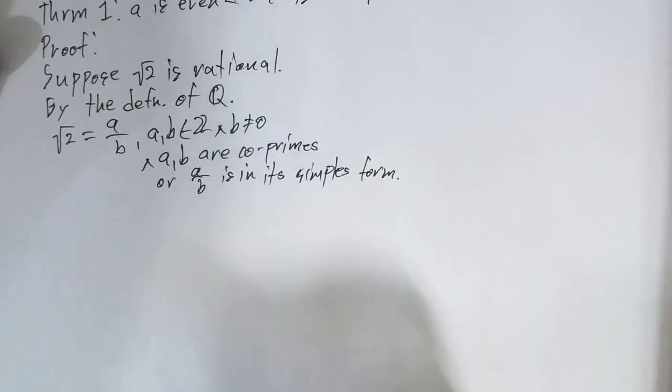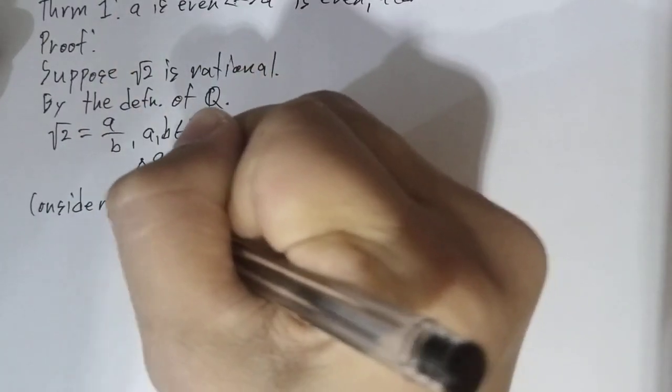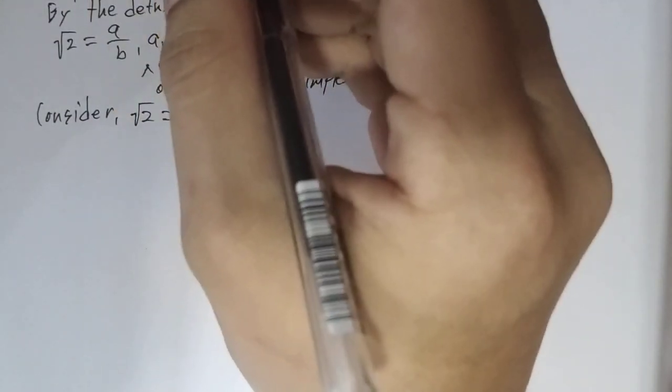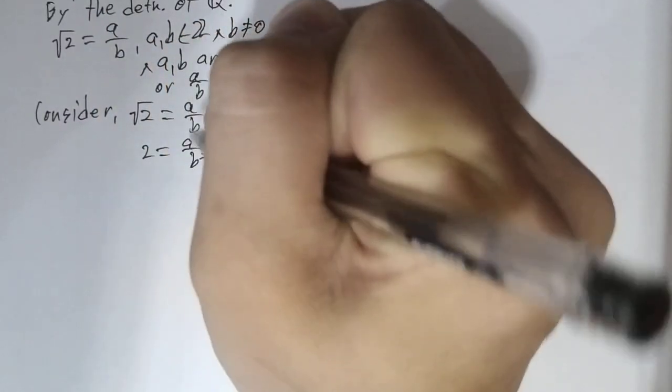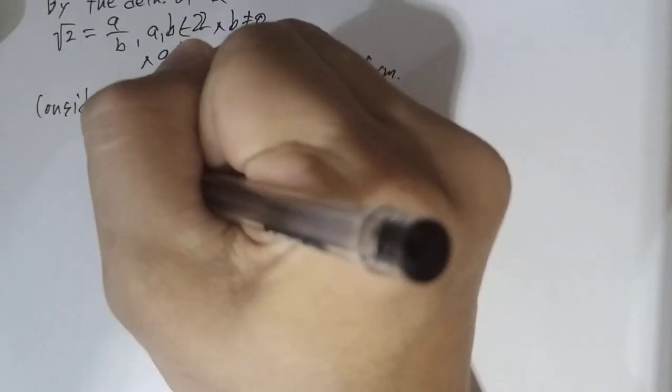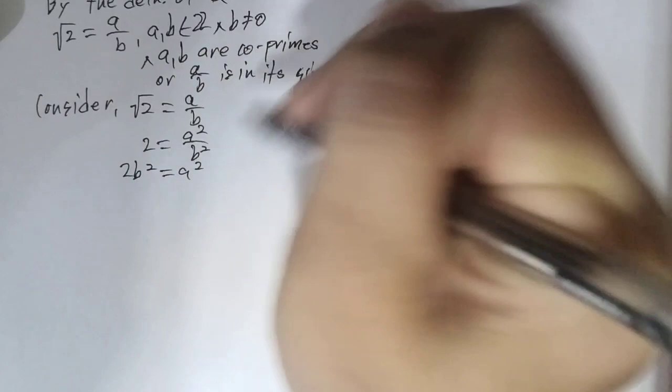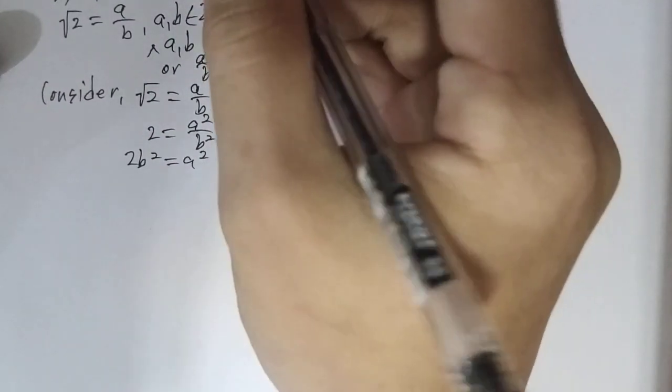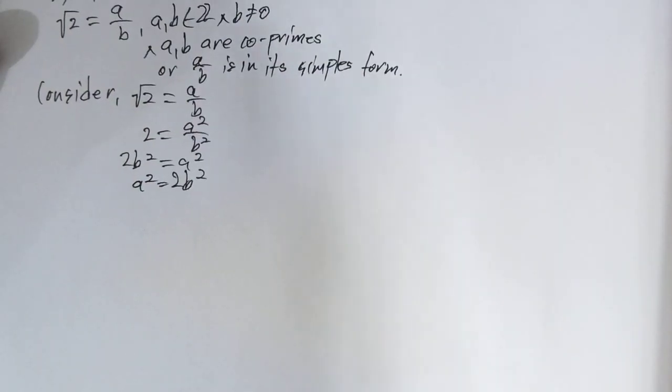Now we will consider our equation, which is the square root of 2 equals a over b. We will square both sides of the equation, giving us 2 equals a squared over b squared. If we multiply both sides by b squared, this will give us 2b squared equals a squared. Just applying symmetry on this equation, this gives us a squared being equal to 2b squared.